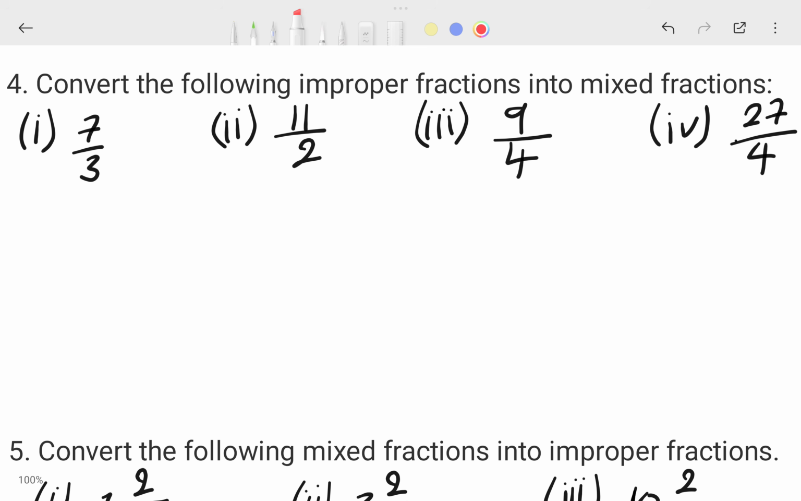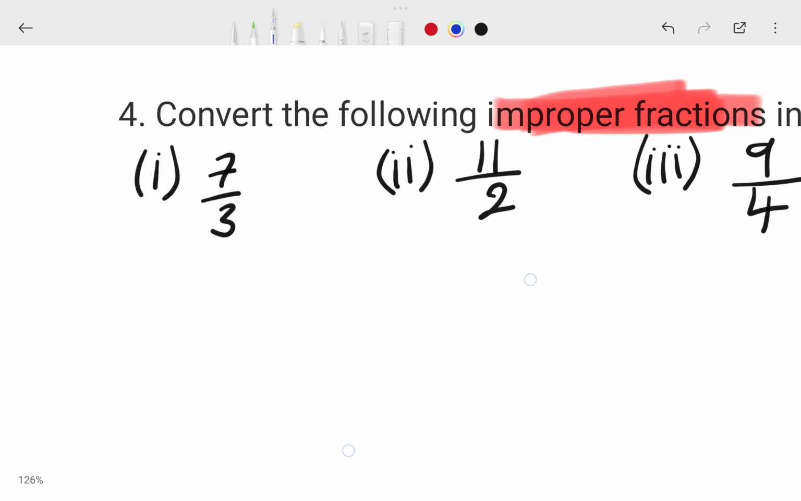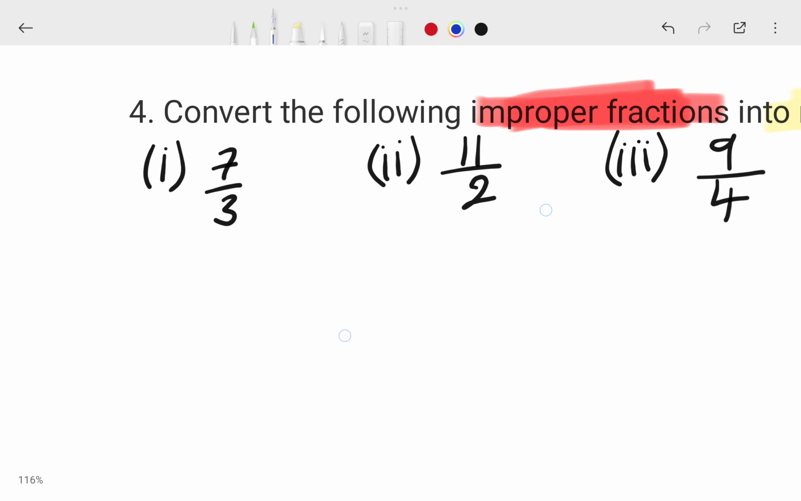Let's see. Convert the following improper fractions into mixed fractions. Whatever improper fraction is there, now we have to convert it into a mixed fraction. Just forget this improper line, forget it. You just remember one thing only: this question is telling us to convert into the mixed fraction. We have to do only one thing, we have to just convert this into the mixed fraction. So how can you convert? I already taught you. What did I teach you?